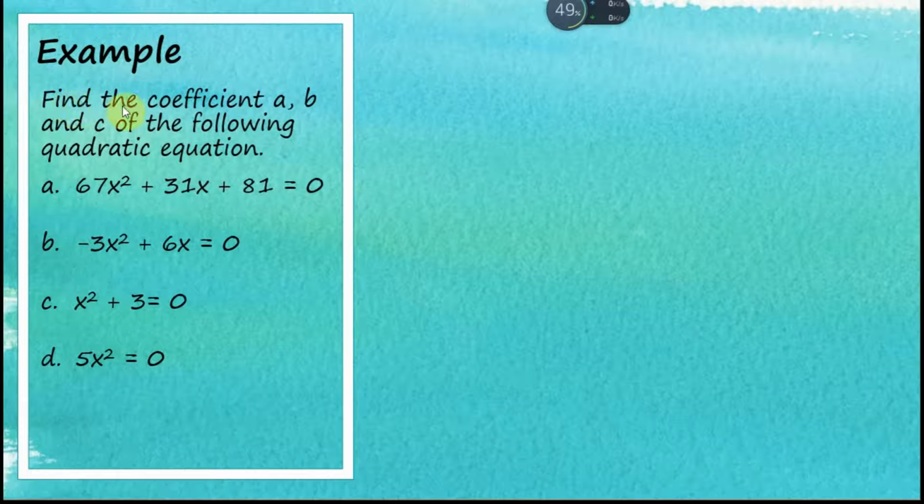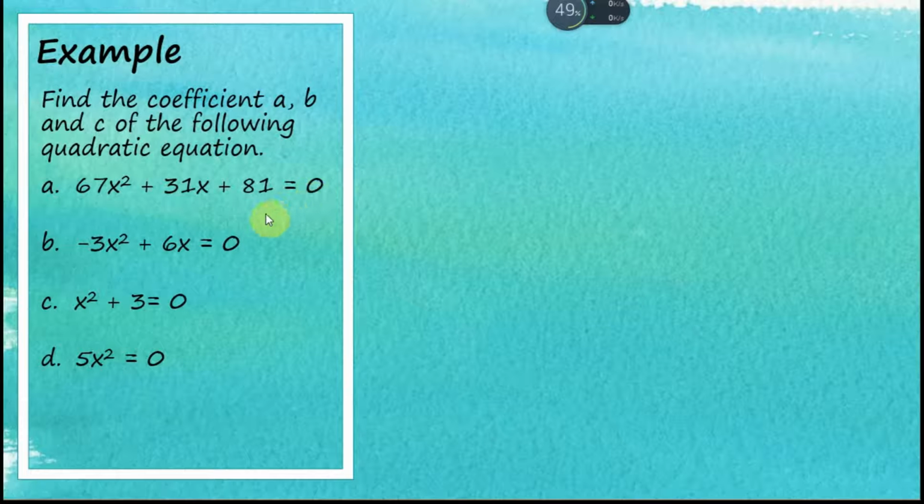Find the coefficients a, b, and c of the following quadratic equations. If they ask you to find the coefficients a, b, and c, it means that you need to rewrite the equation in general form. Let's start with the first one. The first one is already in general form. The first term is x squared, the second term x, the third term is this number without x, and the right hand side of the equal sign is 0.